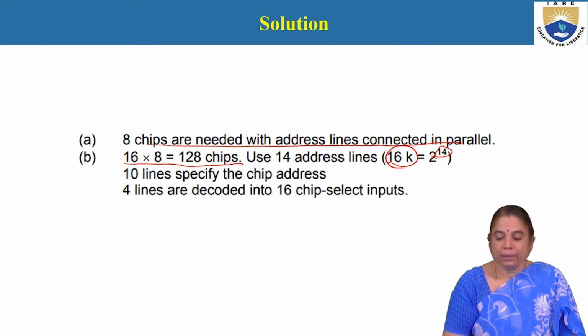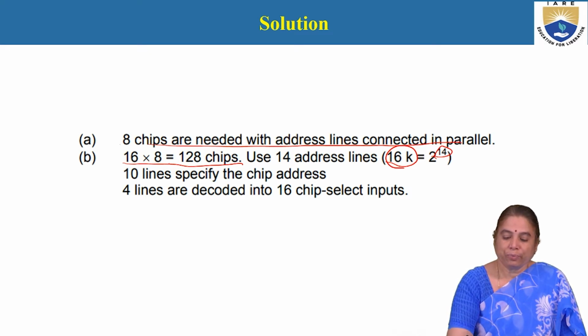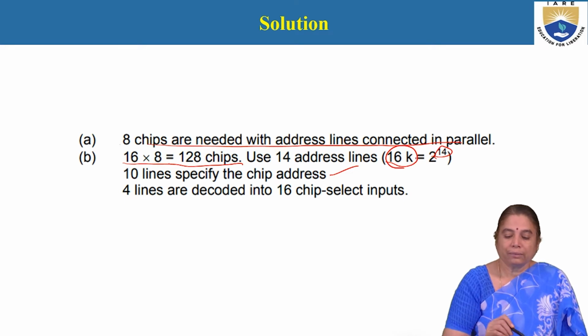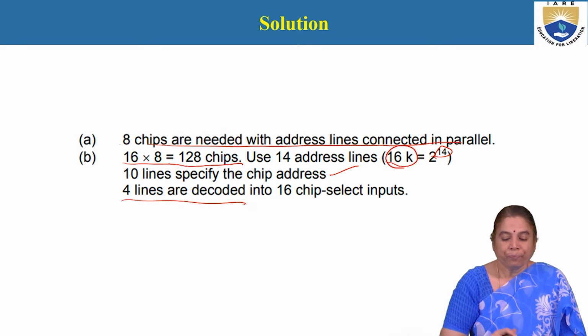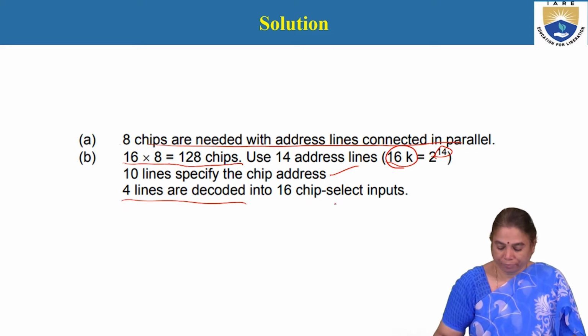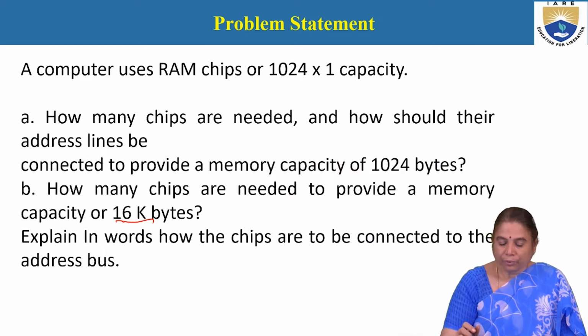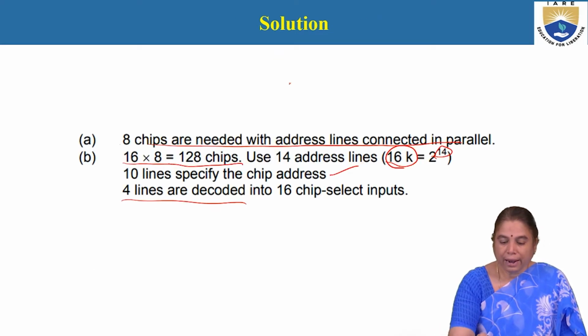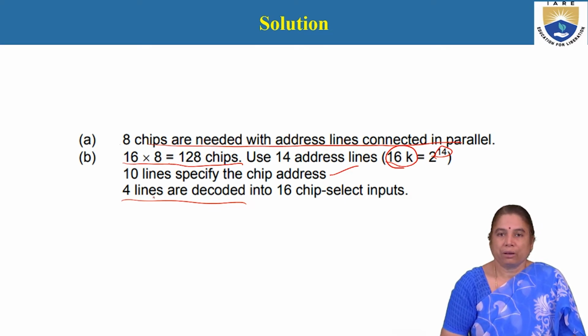And here 10 lines are used to specify the chip address. So 10 lines are for the address, and only the 4 remaining lines can be used to decode the 16 chip select inputs. So to address 1024, 10 address lines are needed and the remaining 4 can be used for the selection of the chips.